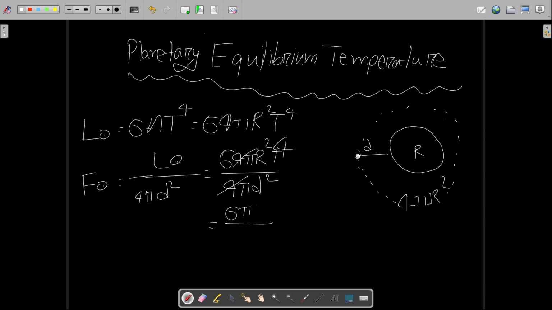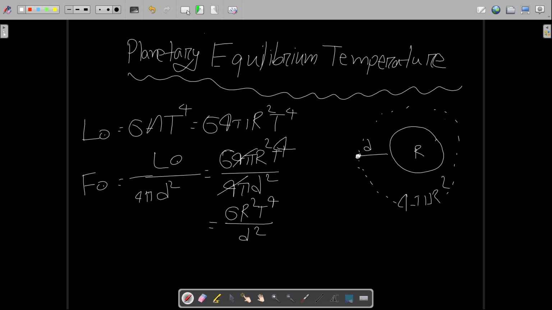sigma, sorry, not pi, sigma r squared T to the 4th divided by d squared. Yeah, now that's a fairly straightforward equation.